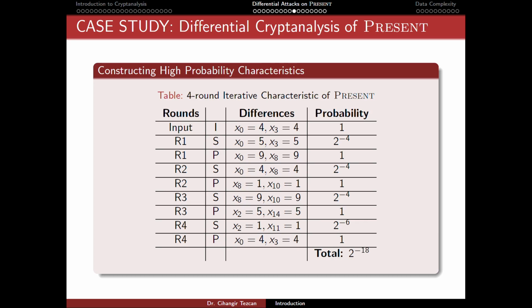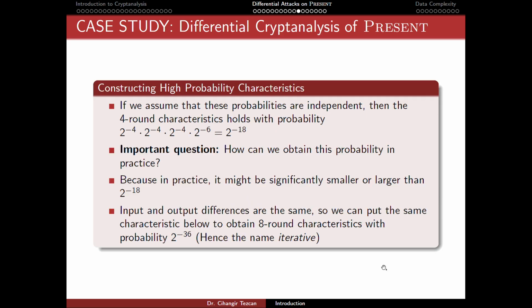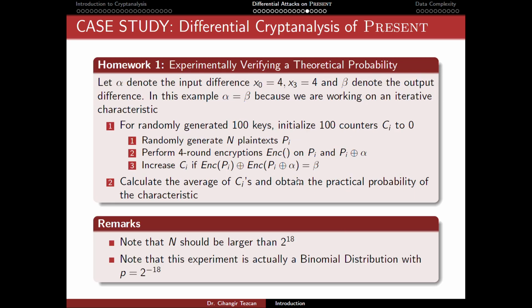But mainly what we are trying to see is if this probability is somewhat correct. So our aim is to obtain in practice whether the practical probability matches this one. You can first repeat this experiment for a single key and see that it works. Then you can repeat the same experiment for 100 keys just to be sure.